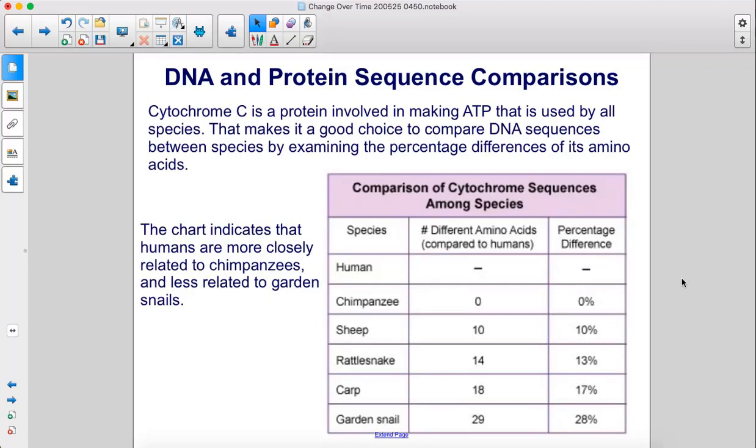Cytochrome C is a protein involved in making ATP that is used by all species. That makes it a good choice to compare DNA sequences between species by examining the percentage differences of its amino acids. The chart indicates that humans are more closely related to chimpanzees and less related to garden snails.